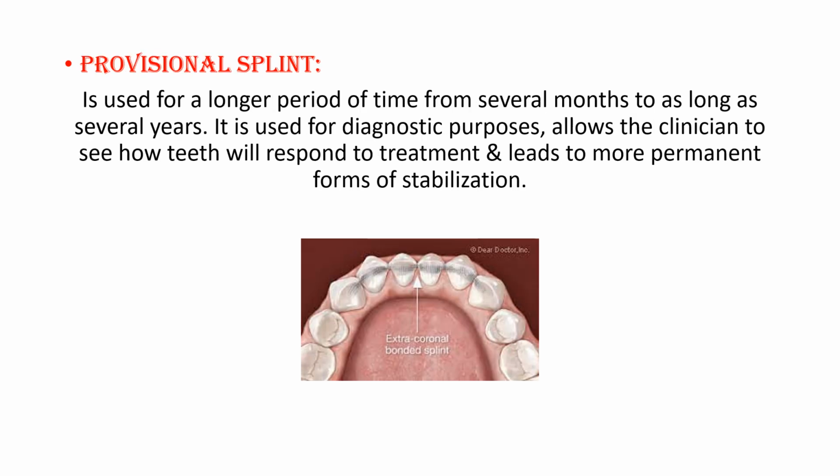Provisional splint is used for a longer period of time, from several months to as long as several years. It is used for diagnostic purposes, allows the clinician to see how teeth will respond to treatment and leads to more permanent forms of stabilization.